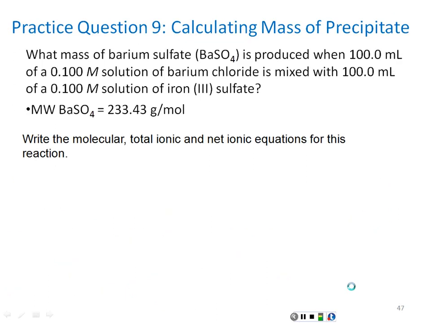Okay, a similar question, and this is really a two-part question, and pretty tricky actually. What mass of barium sulfate is produced when 100 mL of a 0.1 molar solution of barium chloride is mixed with 100 mL of a 0.1 molar solution of iron 3 sulfate? The molecular weight of barium sulfate is given, and first write the molecular, total ionic and net ionic equations for this reaction, and then solve.